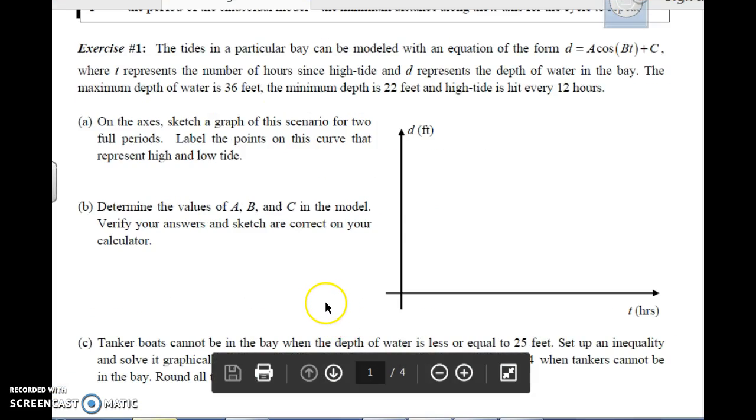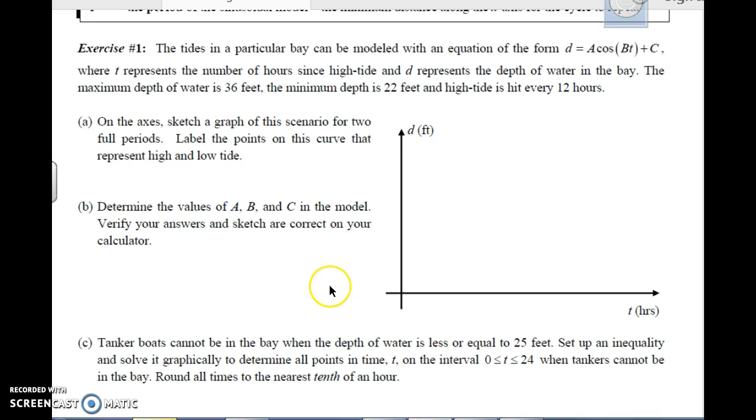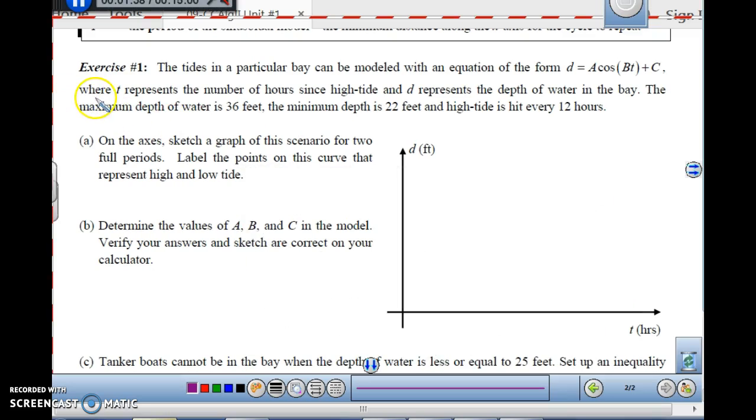The tides in a particular bay can be modeled with an equation of the form d equals a cosine bt plus c, where t represents the number of hours since high tide, and d represents the depth of the water in the bay. The maximum depth of the water is 36 feet, the minimum depth is 22 feet, and high tide is hit every 12 hours. On the axis, sketch a graph of the scenario for 2 full periods. Label the points on this curve that represent high and low tide.